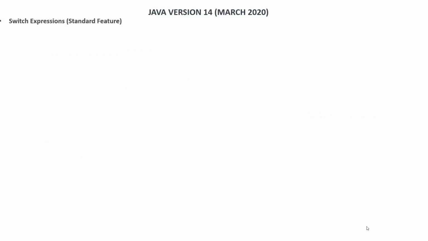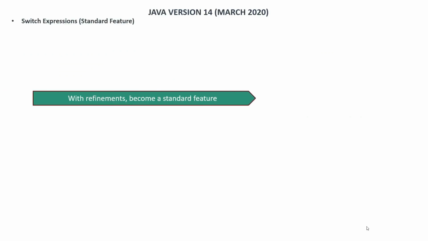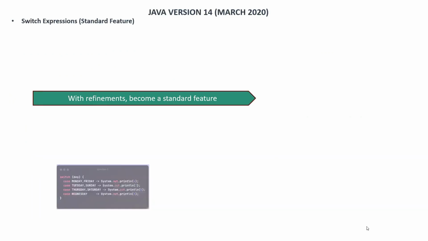First is switch expression. In Java 14, switch expression became a standard feature, which was a preview feature in Java 12 and Java 13. It underwent further refinement and became a standard feature after Java 14.